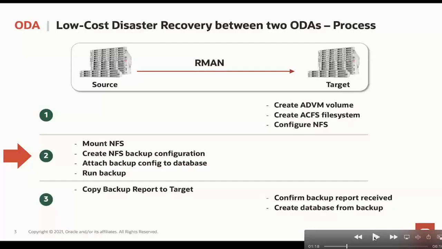And that's done. To your question, this is only a few minutes. Create the volume, the file system, and then we configure NFS. Now we jump to the source system. We want to mount that mount point that we just created, and then we create a backup configuration. So let's do that.